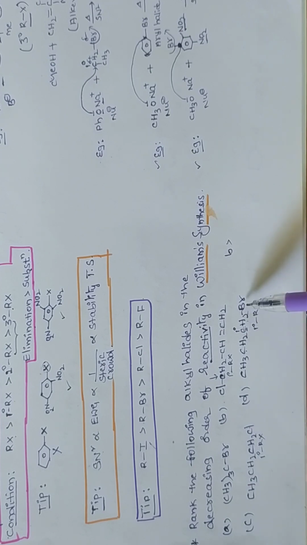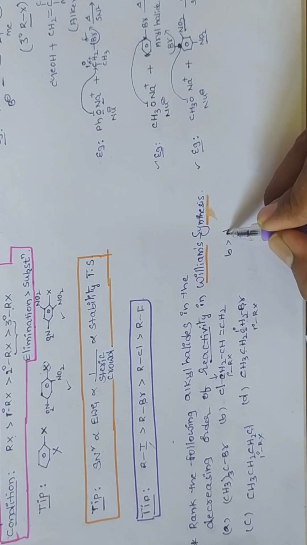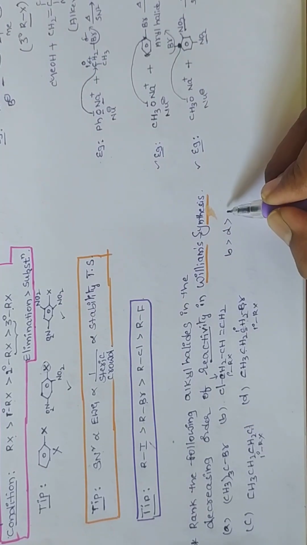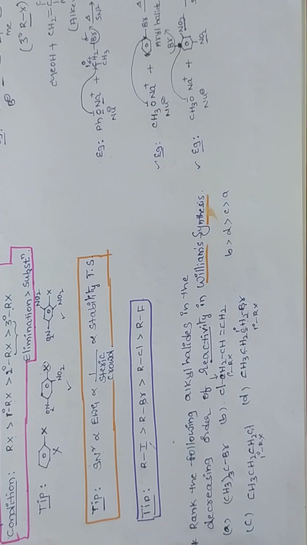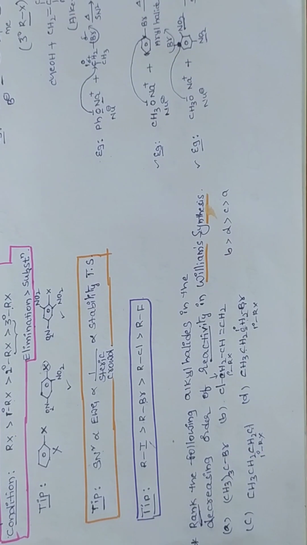Next, compare these two. This is bromide, this is chloride. Bromide is more reactive. Next, this is 3 degree, this is 1 degree. So 1 degree is favorable. This is the rank towards the Williamson synthesis reaction.